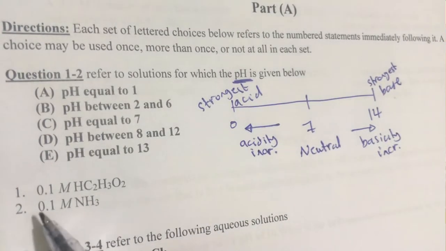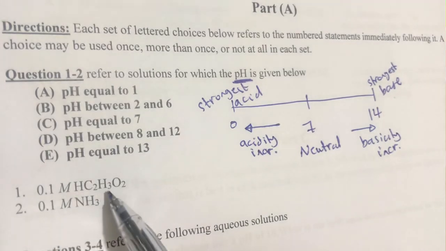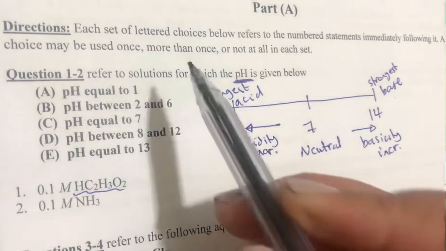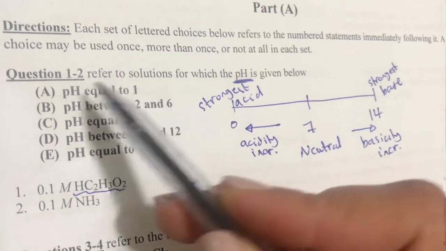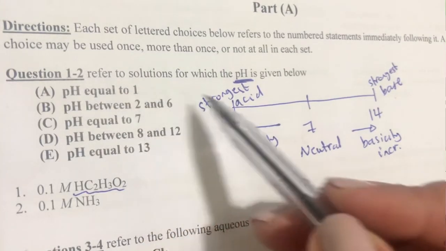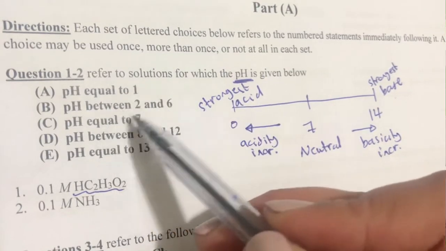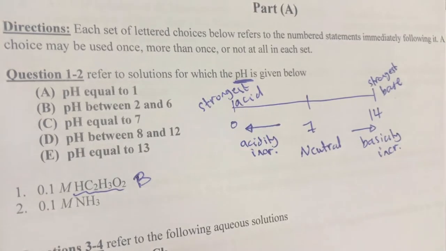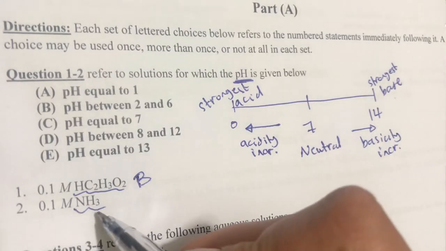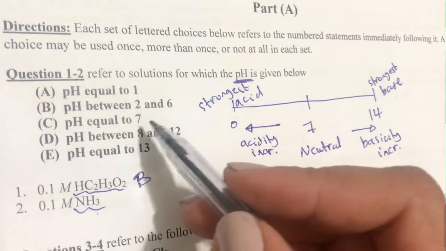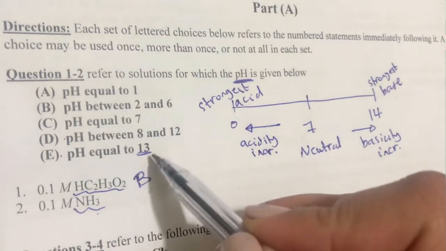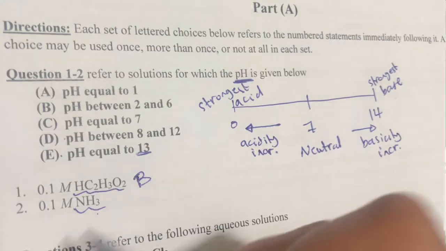So now, question number 1, 0.1 molar acetic acid. Acetic acid is a weak acid. So pH for acids, A or B, below 7. So not 1, because 1 is the strongest acid, so the answer is B. 0.1 molar ammonia. Ammonia is a weak base. Base above 7, so the answer D or E. E, 13, refers to the strongest base, so the answer is D.